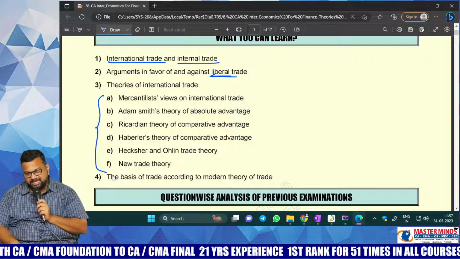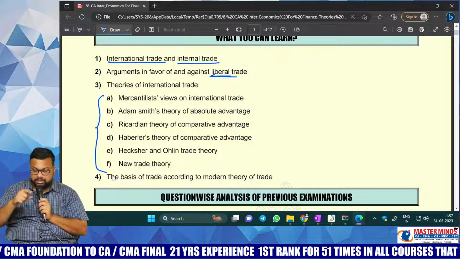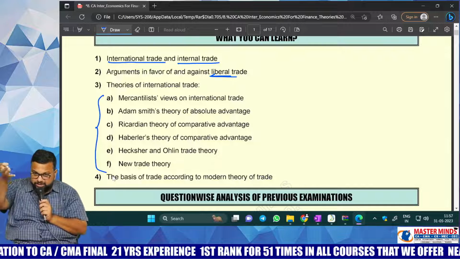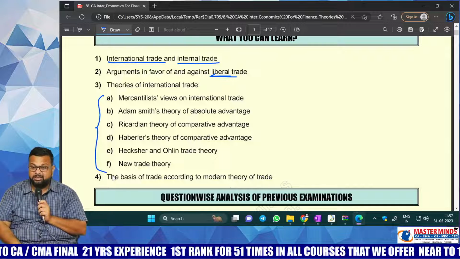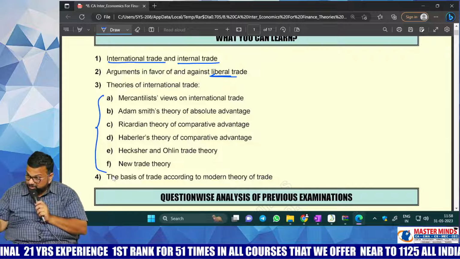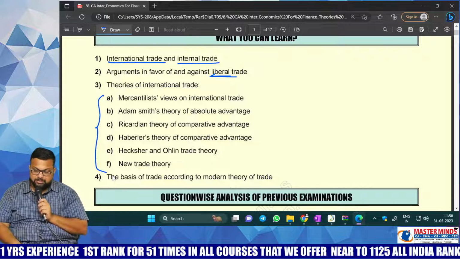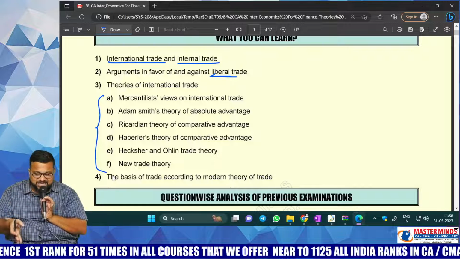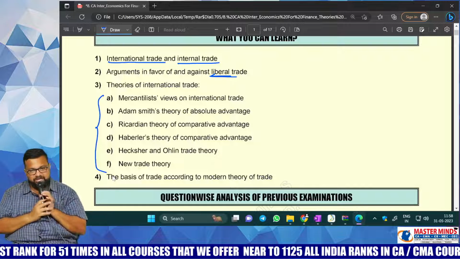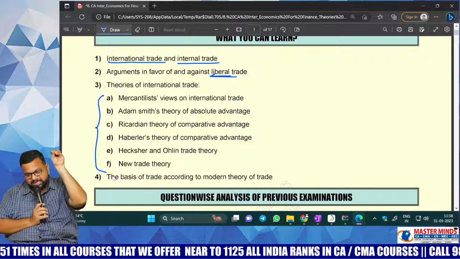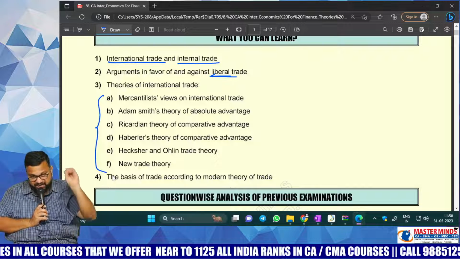If I am getting the same advantage in international trade that I used to get in internal trade, then there is no use of participating in international trade, because international trade is quite cumbersome and difficult to carry on compared to internal trade. So what I mean to say is that if advantages in international trade are more than internal trade, then only countries will participate in international trade.